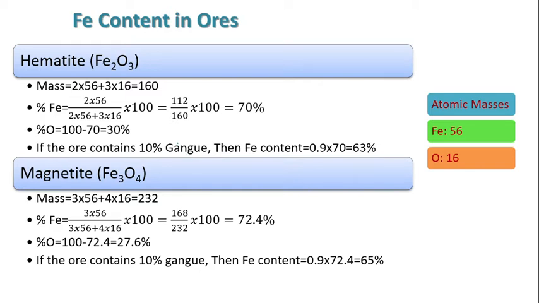We have calculated the amount of iron contained in hematite, that is about 70%, and oxygen is about 30%, and if the gangue content is 10%, then it is about 63% in Fe2O3 or hematite. And magnetite contains about 72.4% iron and 27.6% oxygen, and if the gangue content is 10%, then the total iron content in the ore will be 65%.